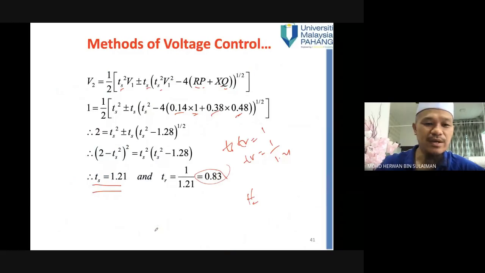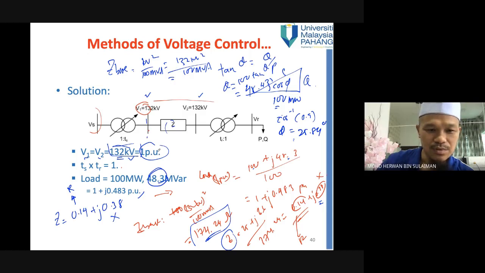So from here we can find our V2. You need to find your V2 by using the equation here. So I think the equation is given, so you no need to memorize. This is your V2 equals half of TS squared V1 plus minus the square root of TS squared V1 squared minus 4 times (RP plus XQ). Okay, since we know that our V1 is 1 per unit. And now we know that our V2 is also 1 per unit because it's 132 kV. So the voltage is in terms of 1 per unit.